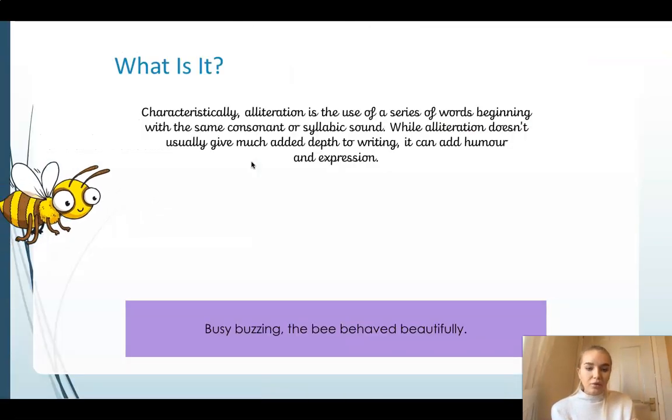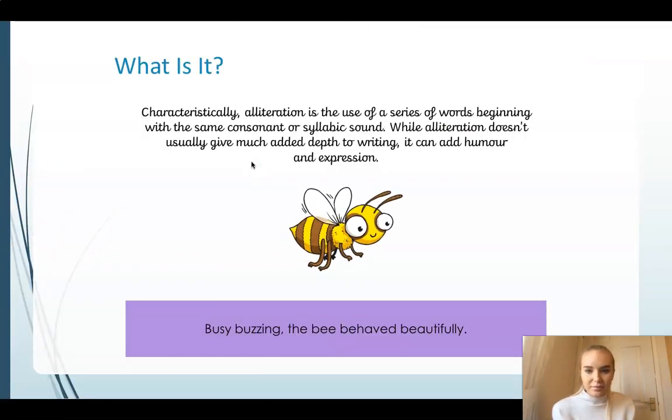But let's explore some more about what alliteration is, because we've looked at it, but let's remind ourselves. So alliteration is where there is a series of words and the start of the words begin with the same consonant or syllabic sound. For example, here, can you see what sound or letter is being repeated to create this alliteration? Busy buzzing, the bee behaved beautifully. Do you know which letter it was? That's right, it was the letter B. Well done. So here they have created alliteration.